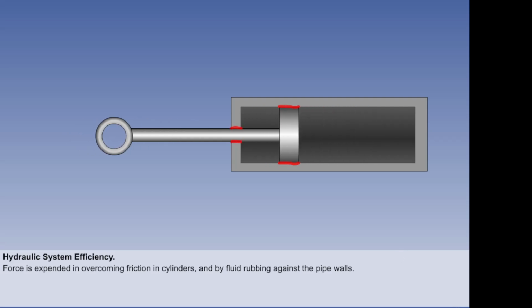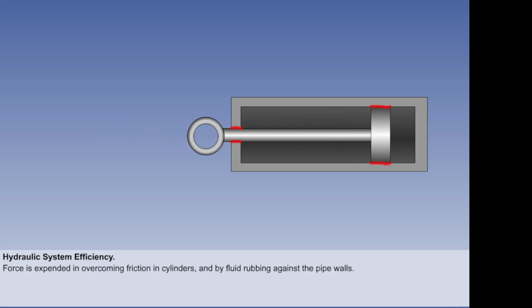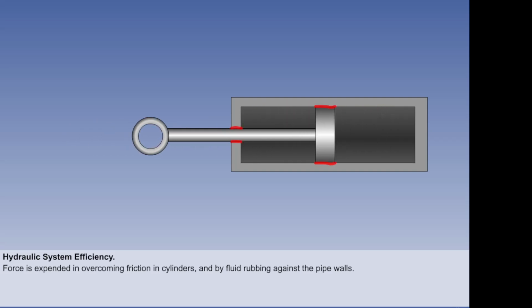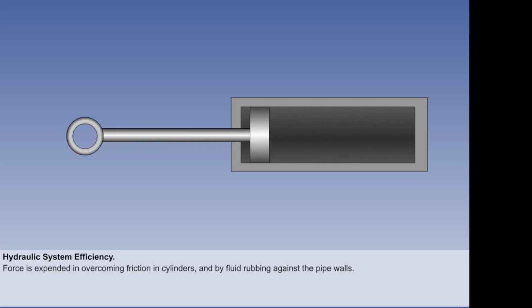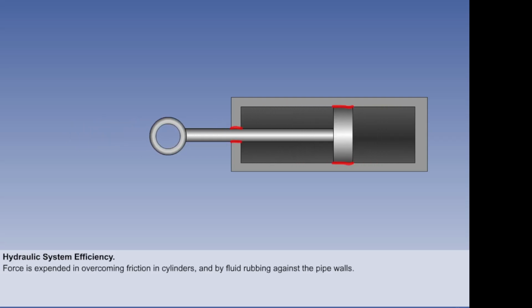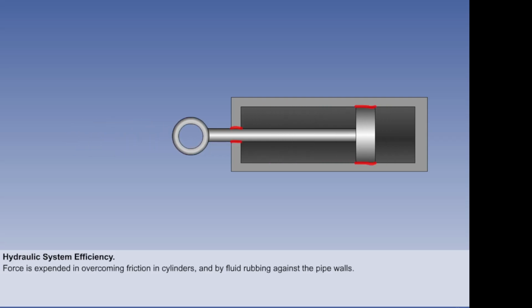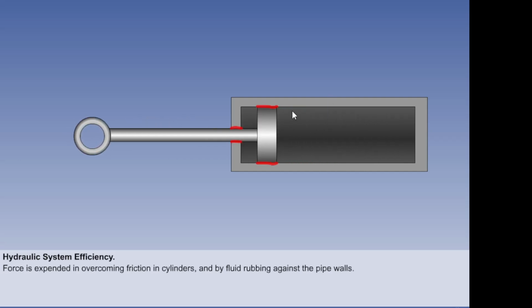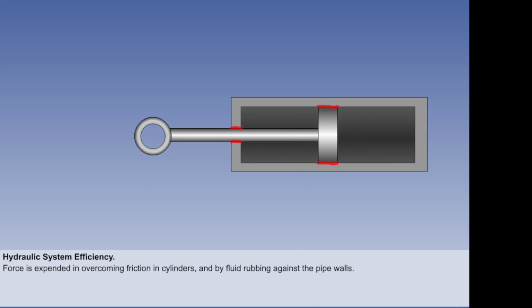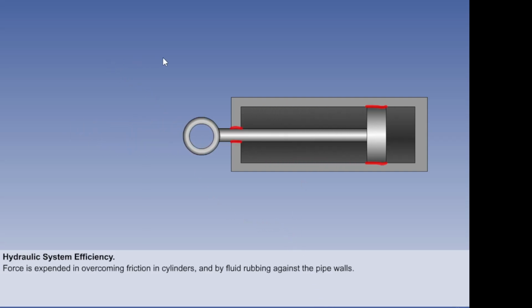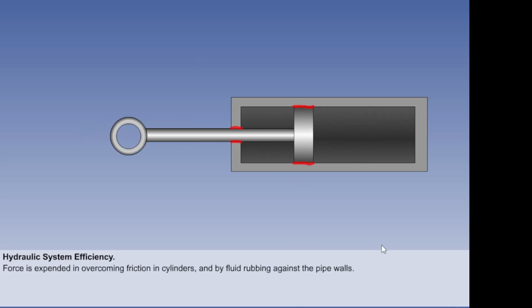The efficiency of a hydraulic system is governed by the resistance to motion encountered by the fluid. Force is expended in overcoming static resistance, which is friction in cylinders caused by moving parts, piston rods rubbing against bearings and seals, and by fluid rubbing against the pipe walls. Large bore pipes and frictionless pistons would allow nearly 100% of the force to be utilised, but would incur large weight and cost penalties.